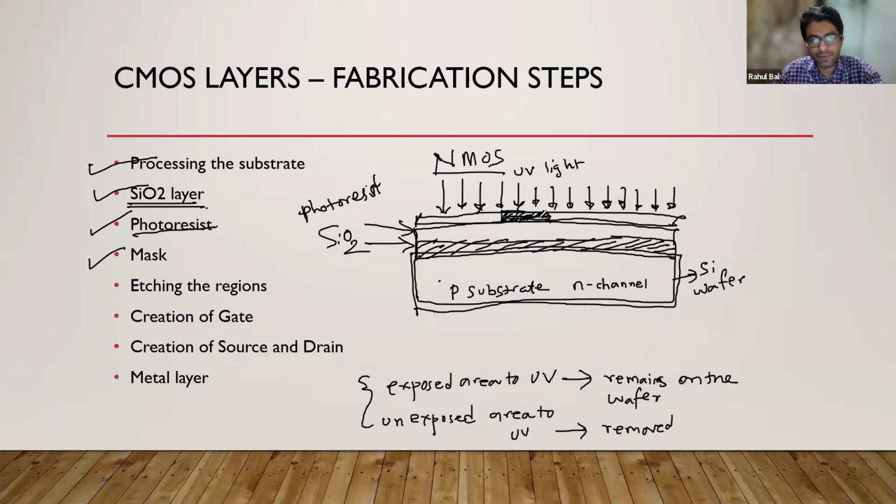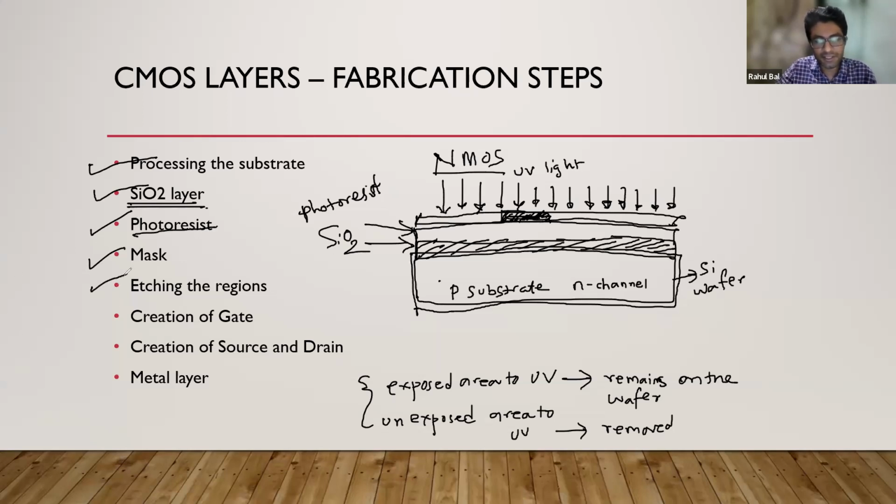This area is not exposed to UV light, so it will get removed from this vapor. So that is the function of this mask. The mask will transfer your UV light towards your photoresist. This layer after the mask is photoresist, and after the photoresist we have SiO2. Okay, so this is the purpose of the mask.